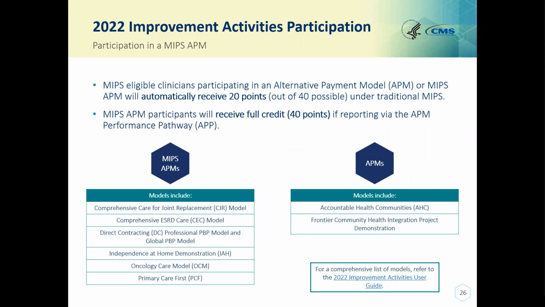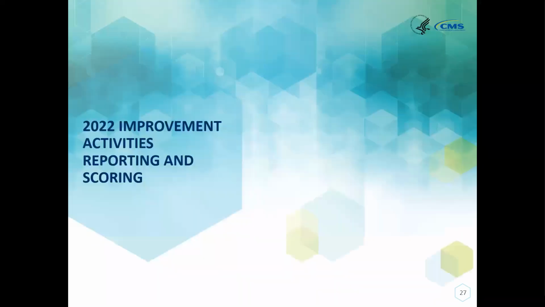For the full list, there's also the 2022 Improvement Activities User Guide, which is noted to the far right bottom of the screen on our QPP website. That will give you the full list of everything. All right, next slide, please. Okay, now we're going to talk about the reporting and scoring.